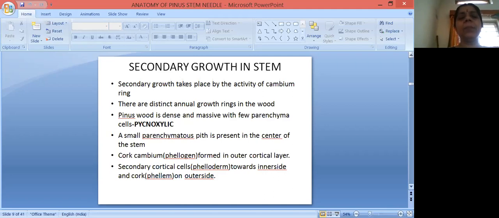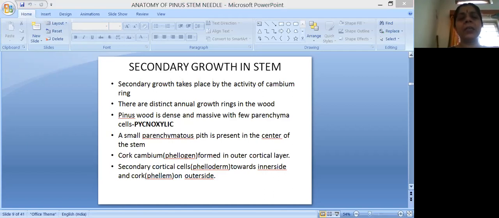And coming to Pinus, the wood is dense and very massive with few parenchyma cells, which is known as pycnoxylic wood. This Pinus wood is also commercially valuable. Every year a ring of vascular bundles is formed, like that annual growth of rings. They are known as annual rings. These annual rings are helpful for counting the age of the plant or tree.